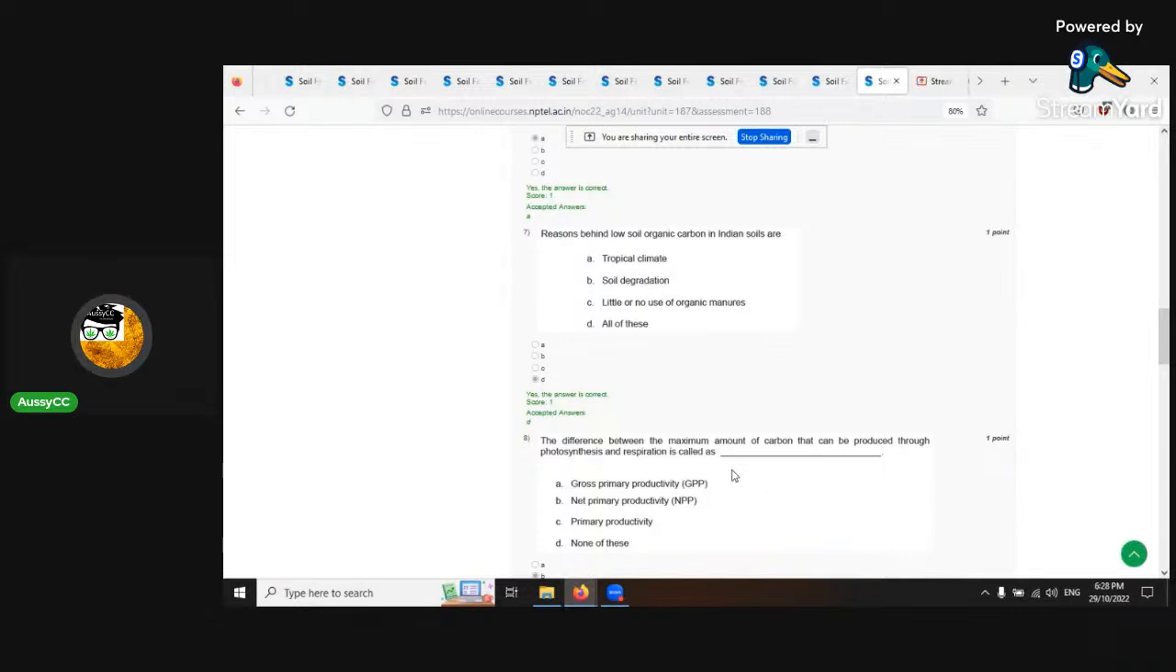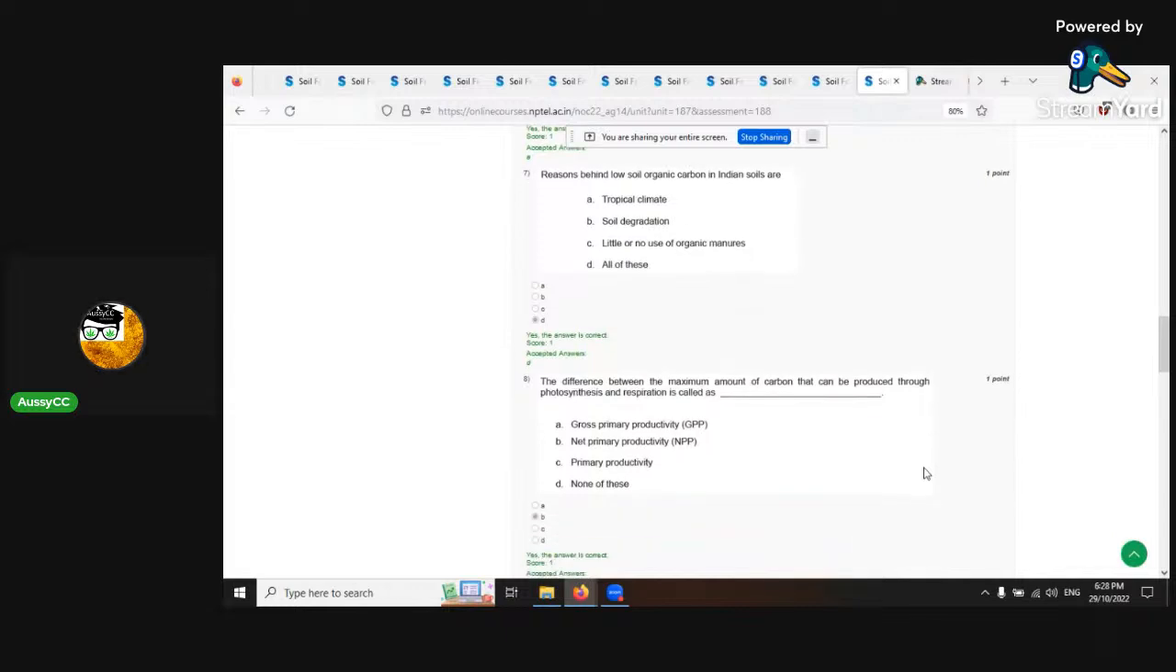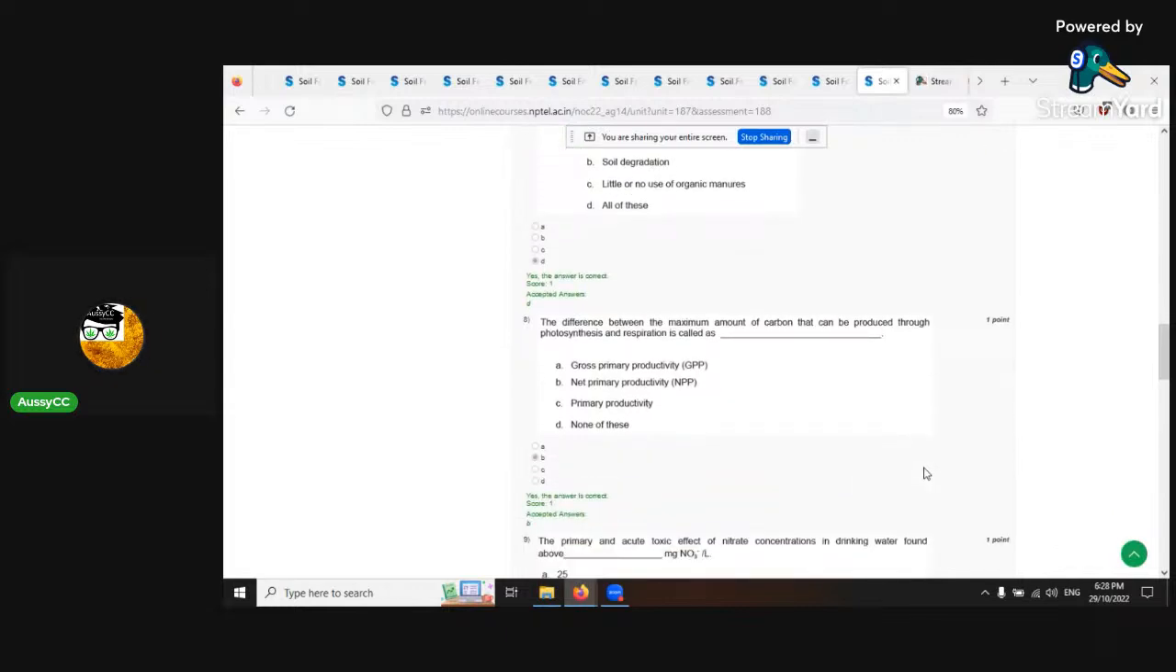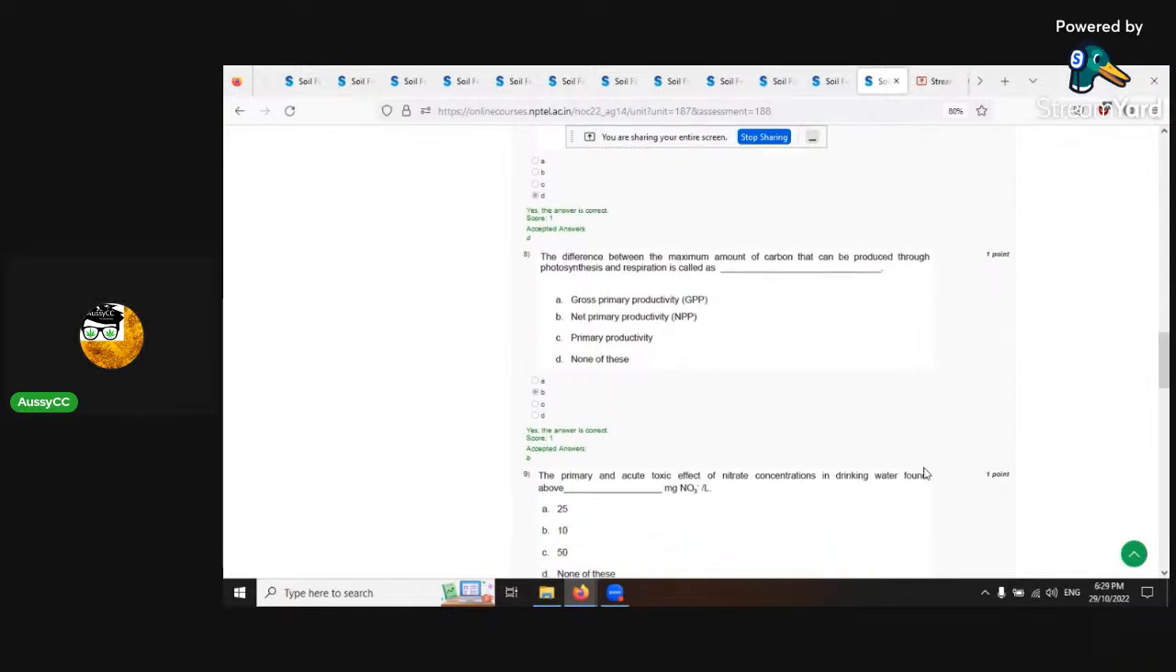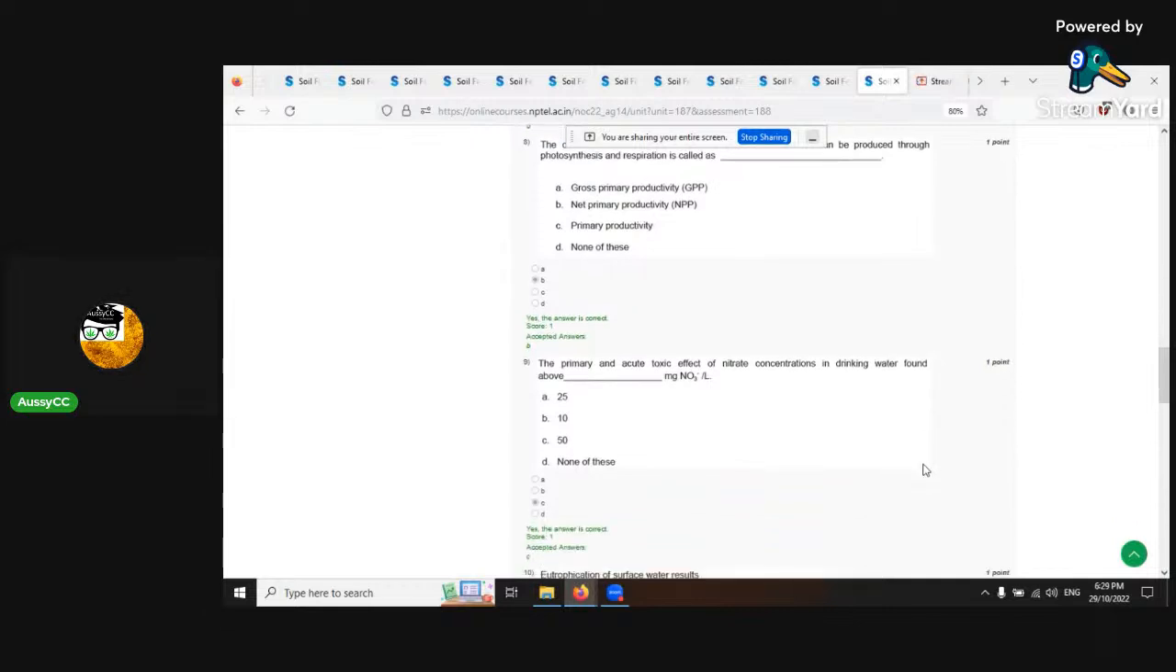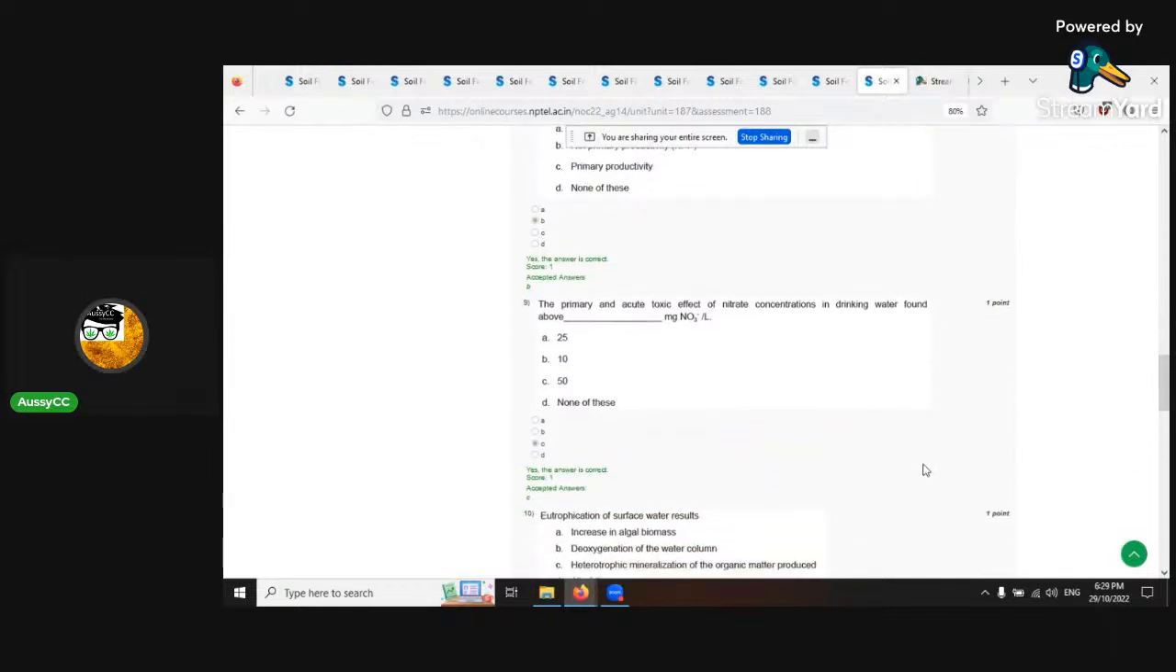The difference between the maximum amount of carbon produced through photosynthesis and respiration is NPP, net primary production, not LPP, it's NPP. The primary and acute toxic effect of nitrate concentration in drinking water found above 50 micrograms of nitrate per litre: you don't want it. It gives you toxic eutrophication of soil, increases that. It does take away the oxygen.